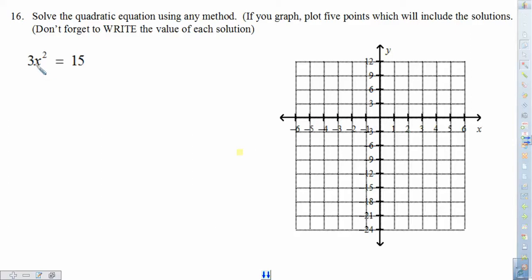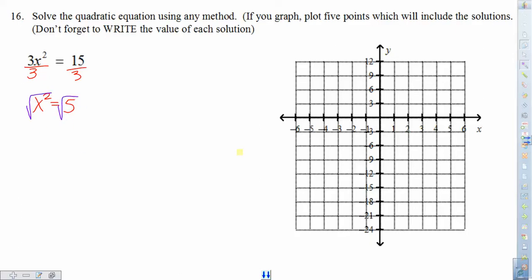So what happened to x? First we squared it, then we multiplied by 3. So to undo it, we divide both sides by 3. And that leaves us with x squared being equal to 5. And then to undo that squaring of that unknown, we take the square root.